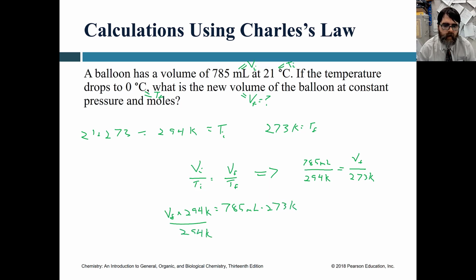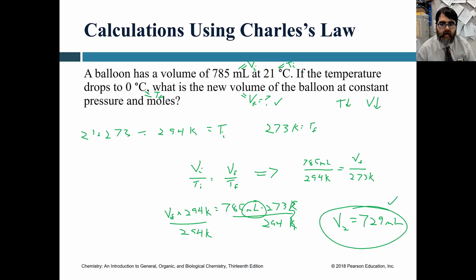Divide both sides by 294 Kelvin, and the Kelvin units are going to cancel out. We're left with milliliters, which makes sense for a volume, and we end up with V2 is equal to 729 milliliters. I didn't do a check at the beginning, but we have our temperature going down, and if our temperature goes down, then we expect the volume to go down, and sure enough, it did. So that sounds like a good answer there.